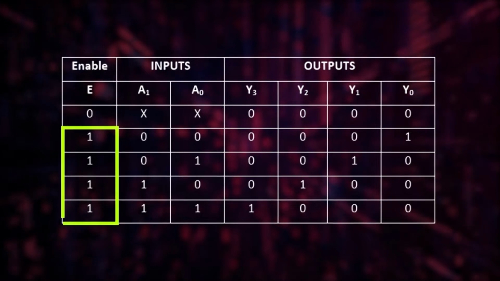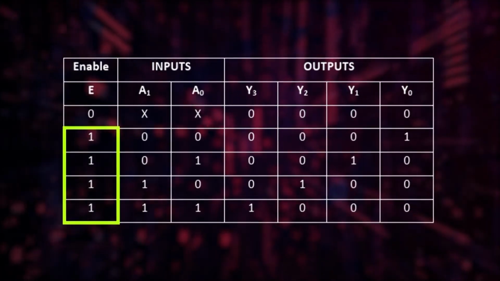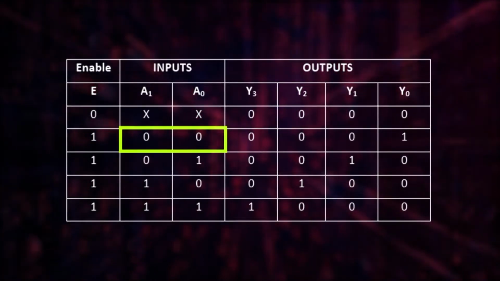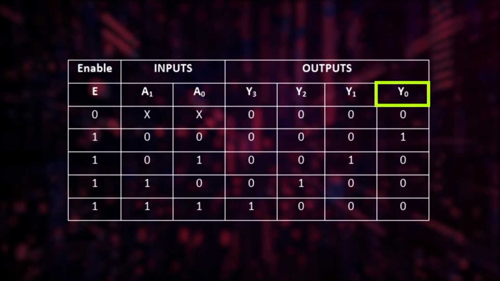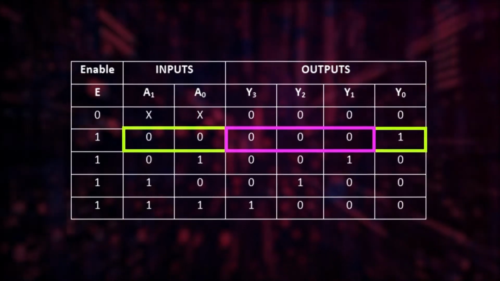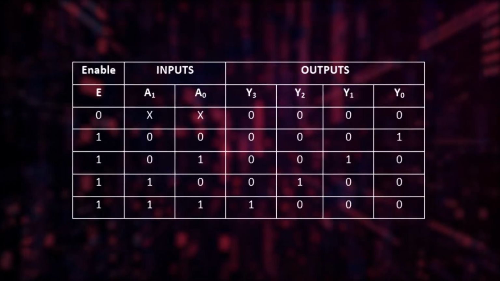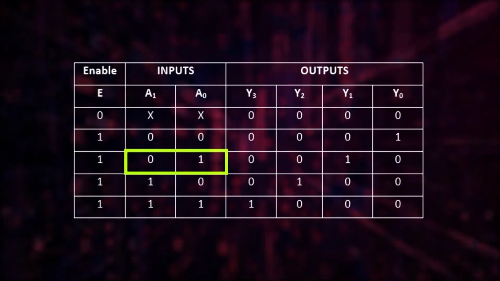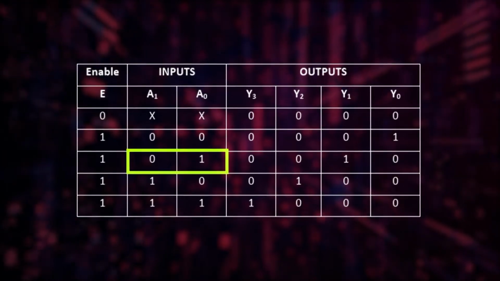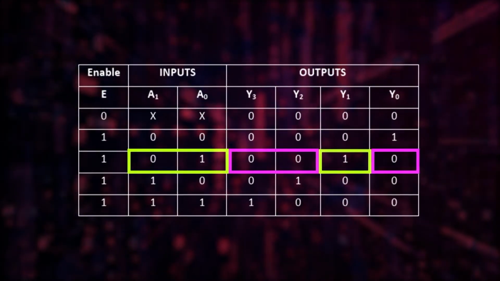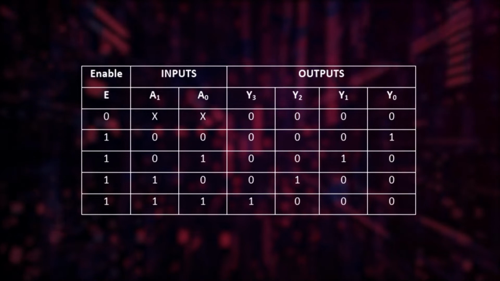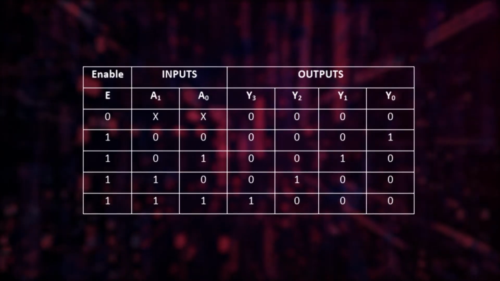Then, when E equal to 1, the decoder is in enable mode. So, it has to produce the output. When the binary 00 appears at the input, the output will be Y0. So, for input 00, we write Y0 output as 1. All remaining outputs are 0. Similarly, when the binary 01 appears at the input, the output will be Y1. So, for input 01, we write Y1 output as 1. Other output values are 0. And the same is done for the other two cases. This is how we get the truth table for a decoder circuit as given here.